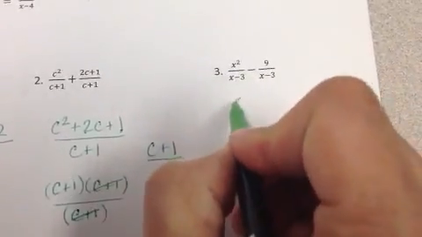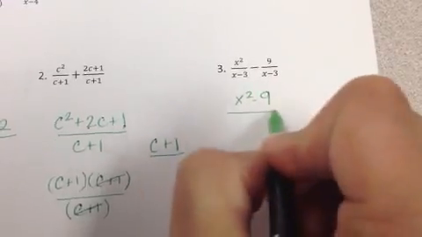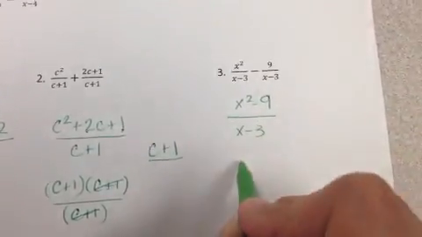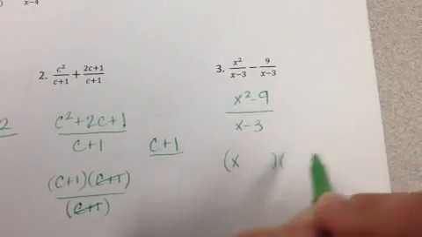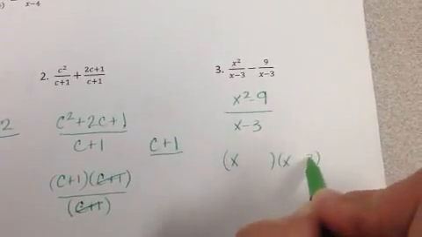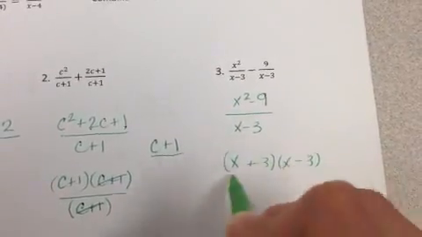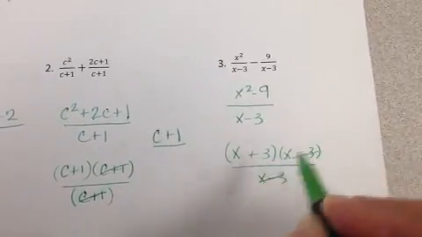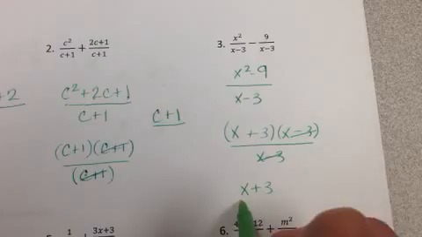So here we're subtracting, so I have (x squared - 9) over (x - 3). I'm going to factor the numerator. That's the difference of two squares. Signs are different, and that's over x - 3. Simplify. My answer here is x + 3.